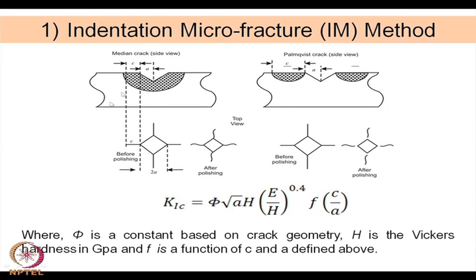So, just by indenting, you do not have to make a complete fracture of the sample, as we did in the notch test. In the notch test, the sample is fully fractured. Here it is not fully fractured; just by making an indent you can have a measure of the fracture toughness. Of course, there will be some difference between the fracture toughness obtained by the other technique and these techniques. In fact, all the techniques will give you slightly different values of the fracture toughness, that also you have to remember.